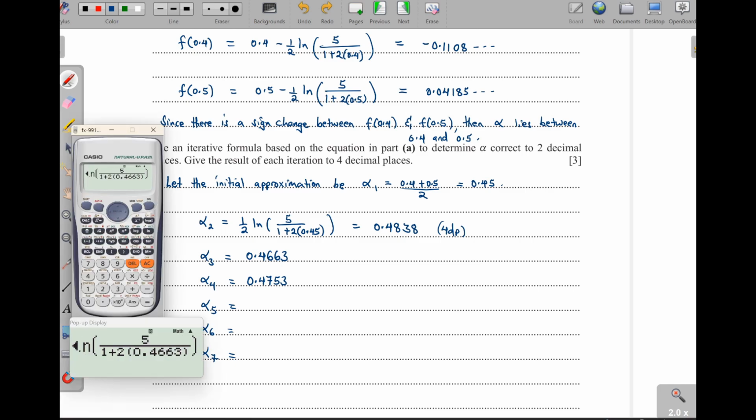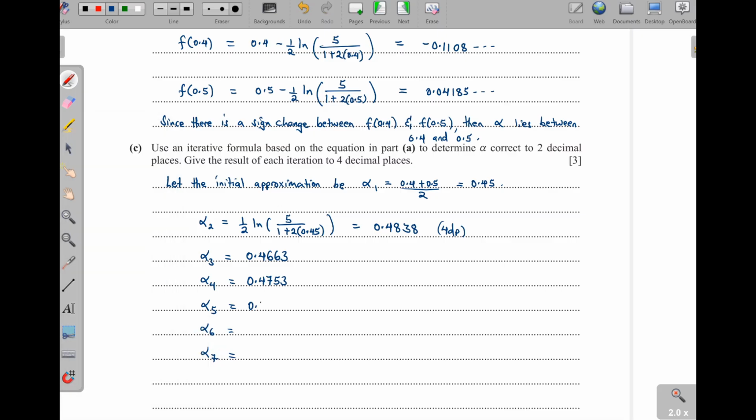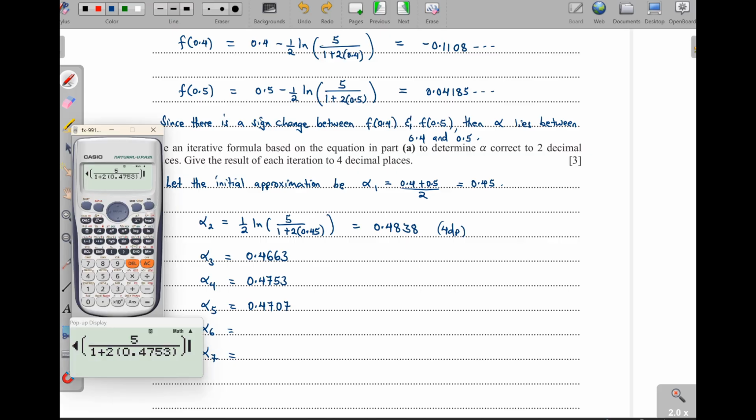Come back to this and you put 0.4753, then we get 0.4707. Now this one is giving me 0.47, this one is giving me 0.48 when I round to 2 decimal places. Now we continue. So I will come to this one here and then I put 0.4707.